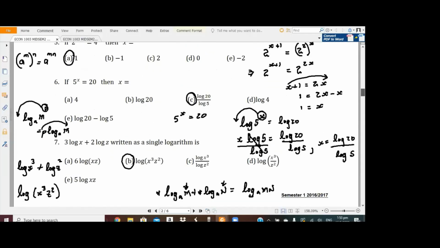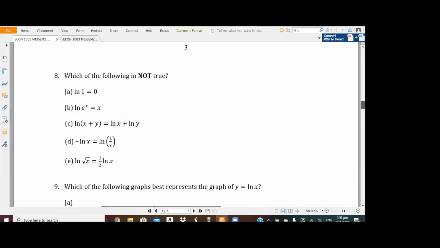Let's look at question 8. Which of the following is not true? So we know that ln of 1 is 0, so this is true, right? Ln of e to the x is x. I'm going to skip over this because this is false, but I want to actually go through the others.